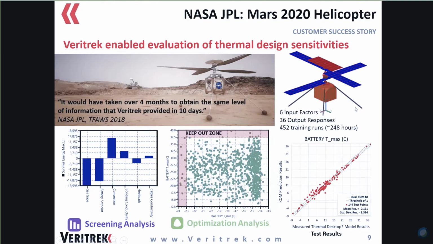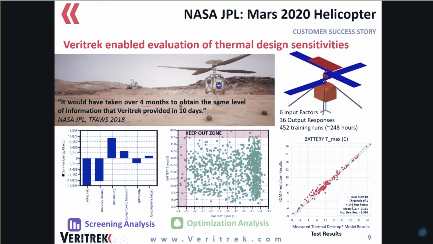This slide is highlighting some of the work we did with JPL a couple of years ago when they were looking at thermal design sensitivities of the Mars helicopter thermal design. And so they used Veritrek to do that work. They built a reduced order model that included 6 input factors, 36 output responses.